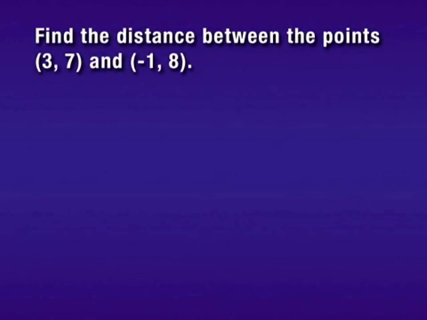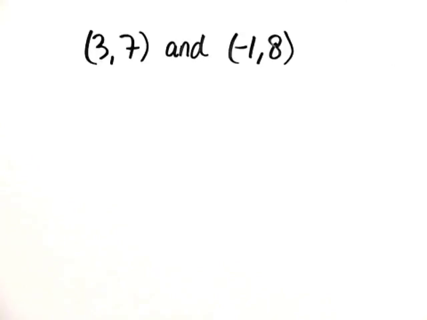Solve. Give exact answers and approximations to 3 decimal places. Find the distance between the points (3, 7) and (-1, 8). So I've written the 2 points on the board, and now we want to apply the distance formula.